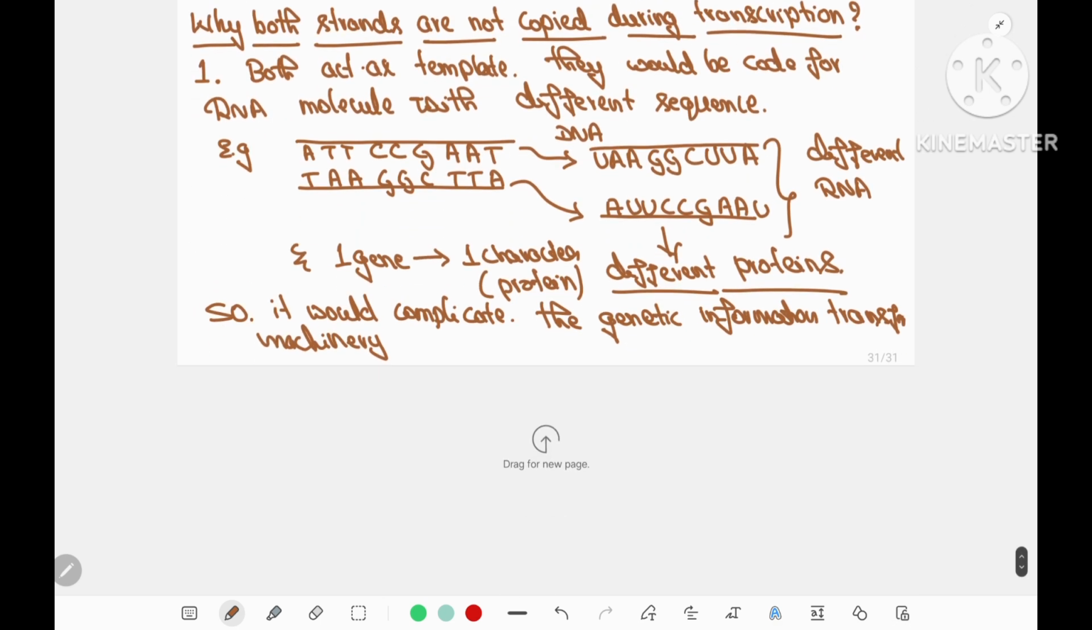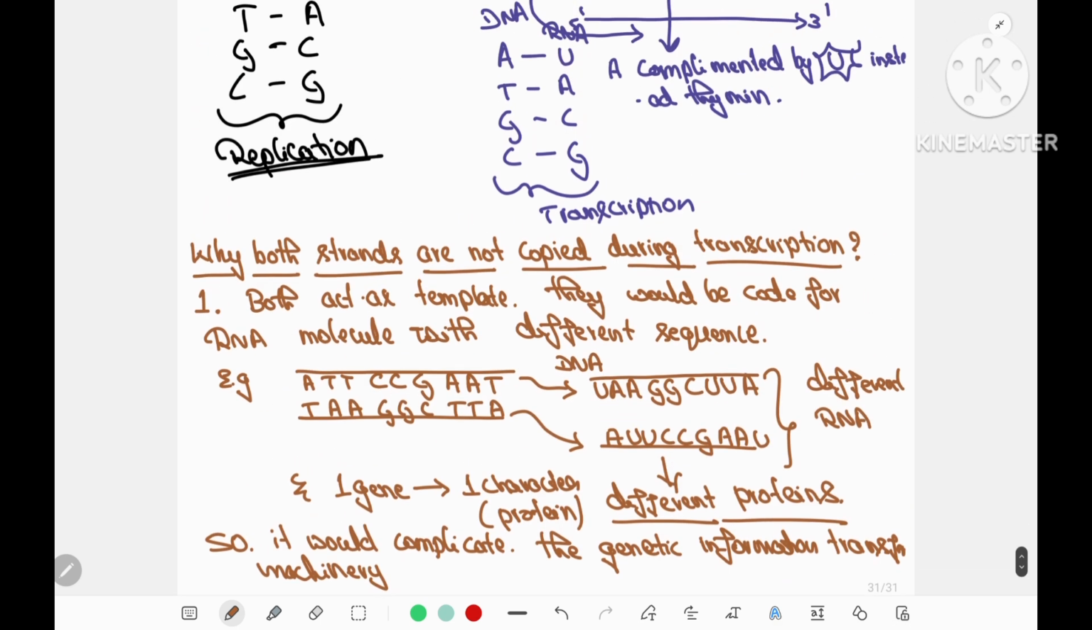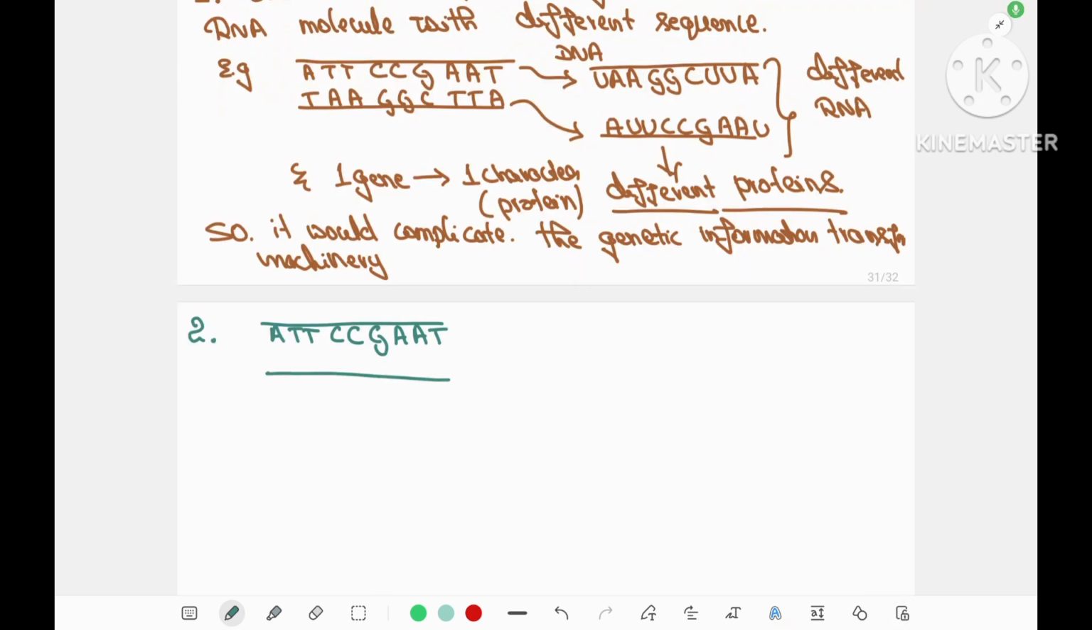So if both the DNA strands act as a template, then it will code for two different types of RNA, which in turn code for two different proteins. So it would complicate the genetic information transferring machinery. So that is a very important reason.